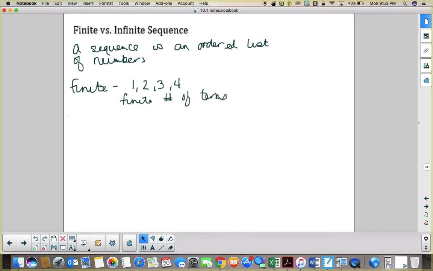Okay, and then infinite means you're going on, you're going to continue without end. So you have a sequence that's an ordered list of numbers that is going to continue without any end. And that might look like this: 1, 2, 3, 4, and then you'd put dot, dot, dot. Okay?